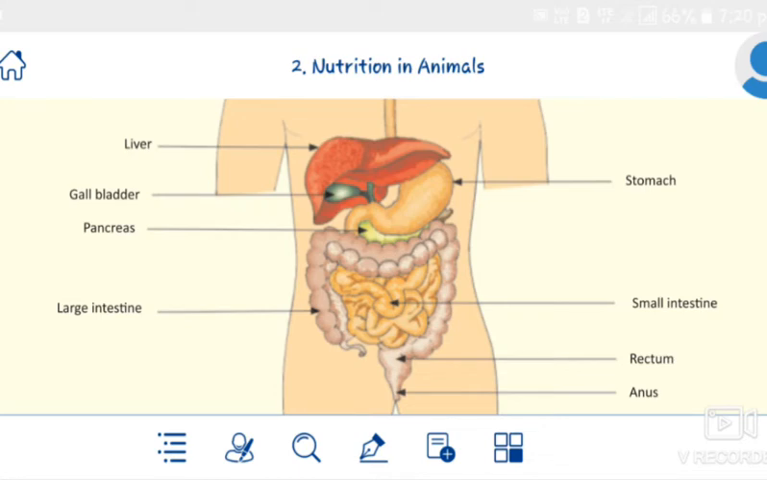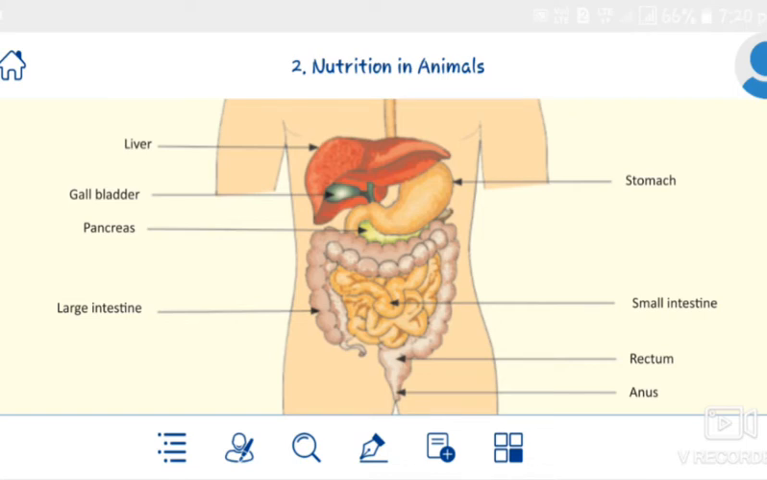The bile is secreted by the liver, and it is stored in the gallbladder. The green colored pot, you can see that. The bile is stored in the gallbladder. The bile juice helps in the digestion of fats.